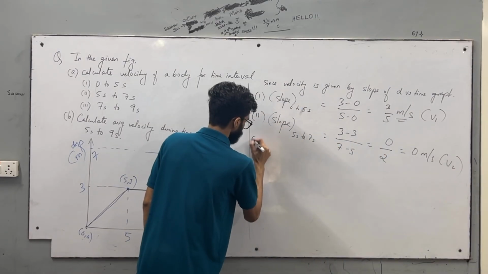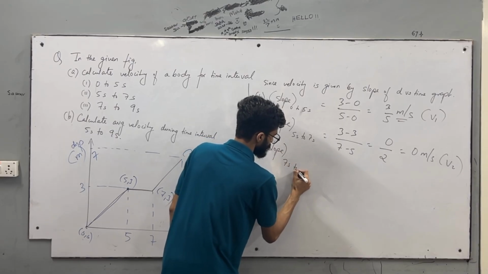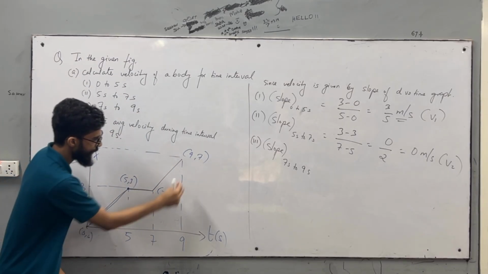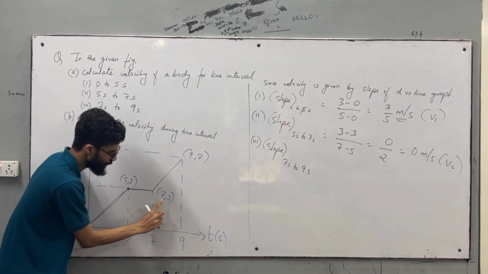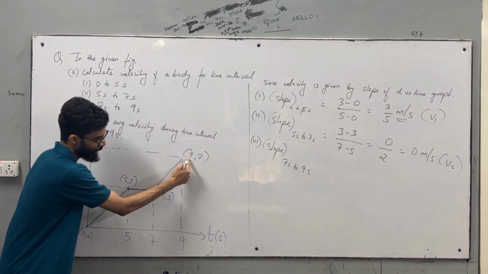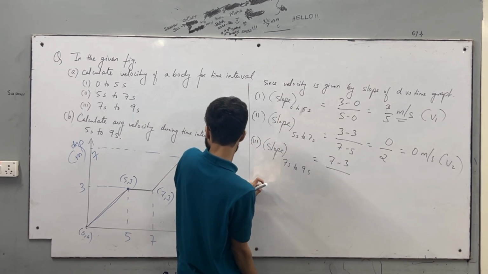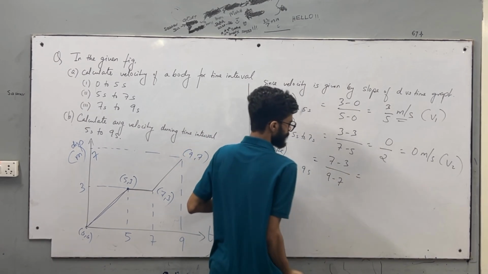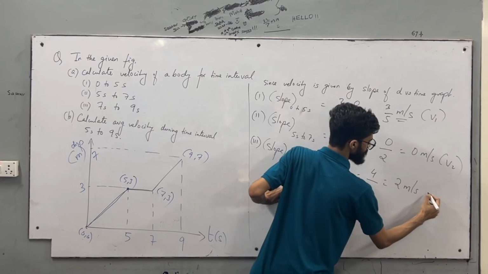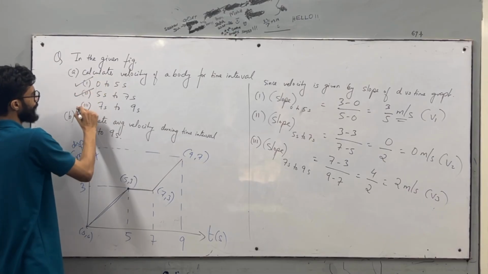And my third one is slope from 7 seconds to 9 seconds. Now 7 seconds to 9 seconds. My x2 y2 is 9, 7. My x1 y1 is 7, 3. So it will be 7 minus 3 upon 9 minus 7. 7 minus 3 is 4, 9 minus 7 is 2. This is 2 meter per second. Velocity number 3. चलेगा? So ये हो गया, ये हो गया, ये हो गया.